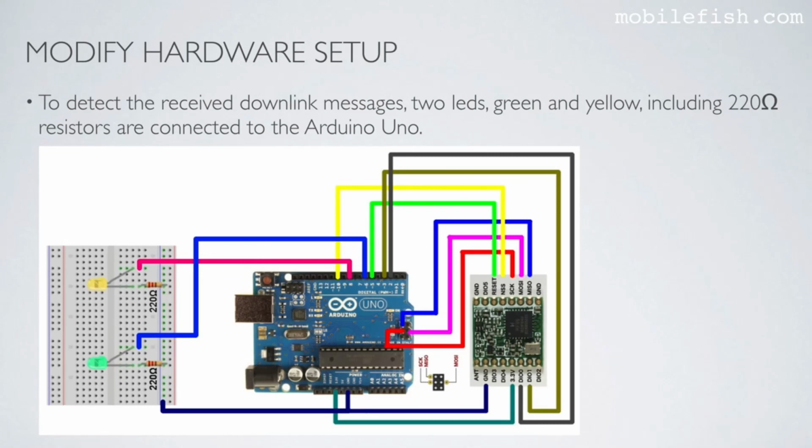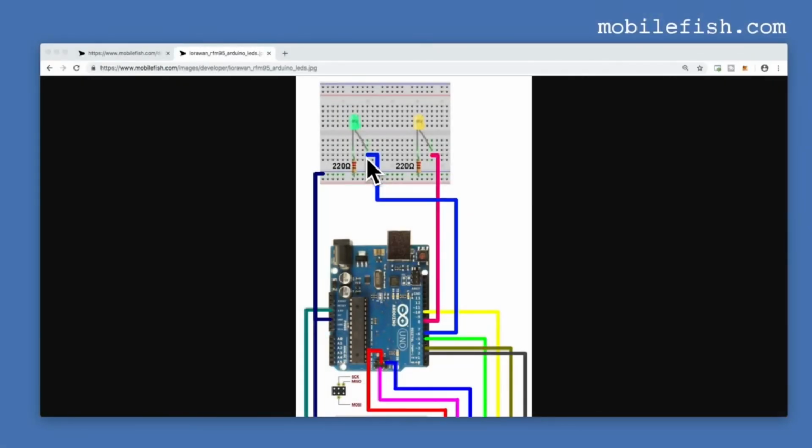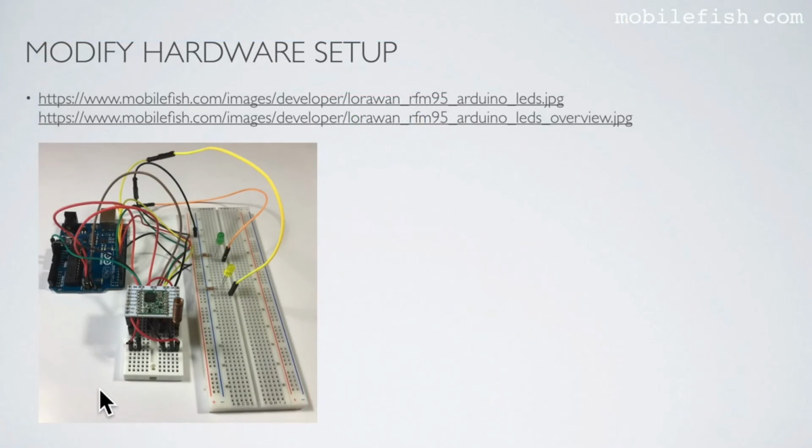To detect the received downlink messages, two LEDs, green and yellow, including 220 ohm resistors, are connected to the Arduino Uno, as you can see over here. This setup is the same as in tutorial 22. In this tutorial, I only added 2 LEDs with resistors. The anode of the green LED is connected to pin 6. The anode of the yellow LED is connected to pin 8. And both cathodes are connected to ground. So the hardware setup looks like this.